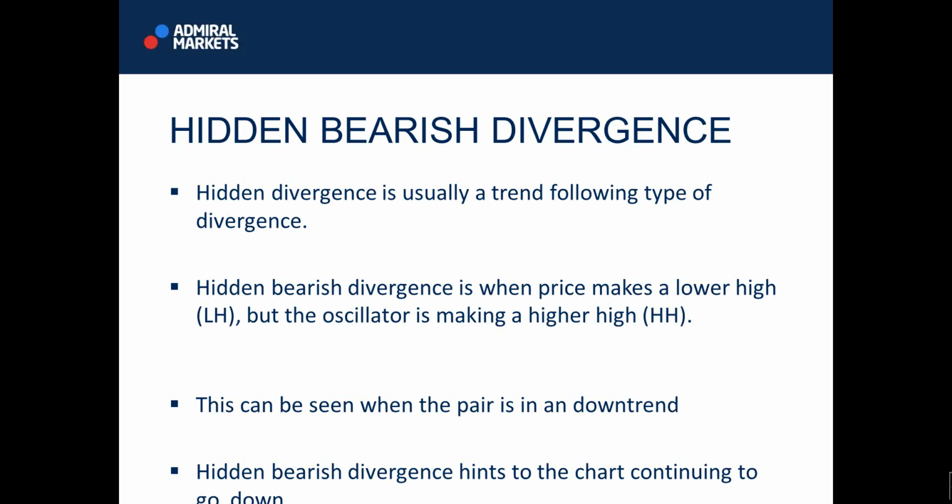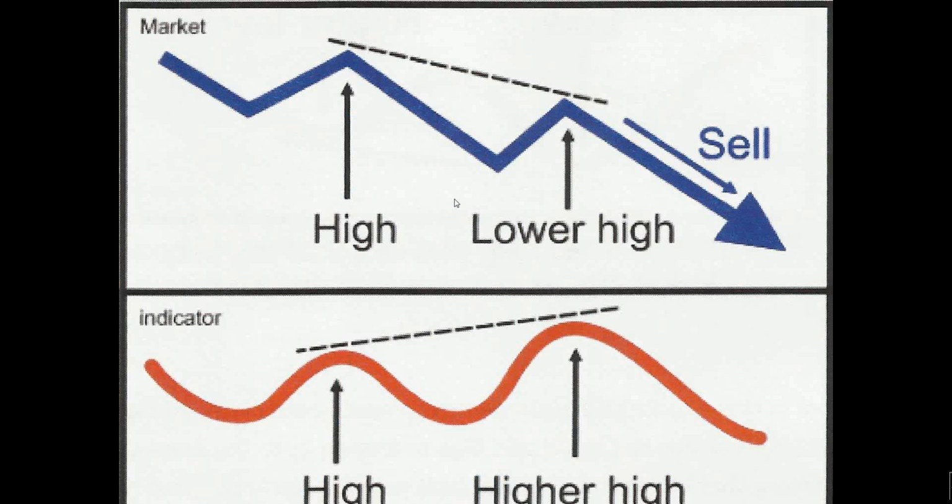And this is hidden bearish divergence. So price is making a lower high, but at the same time the indicator is making a higher high. So lower high and a higher high.